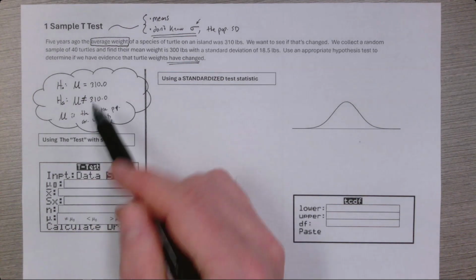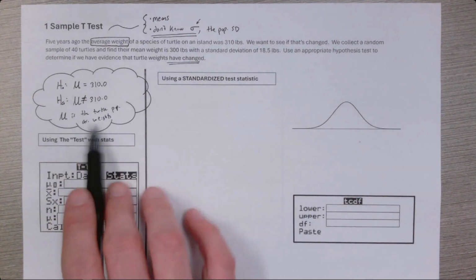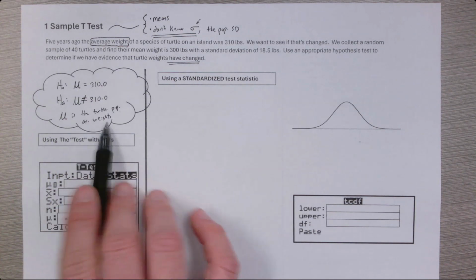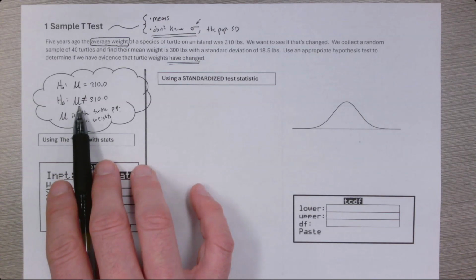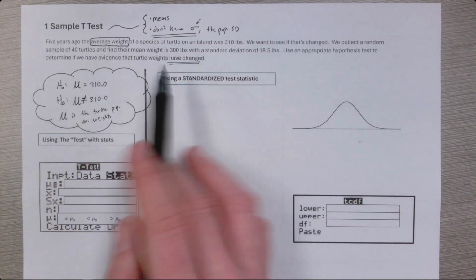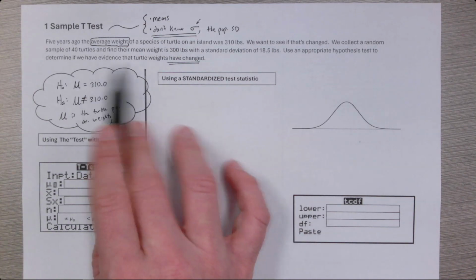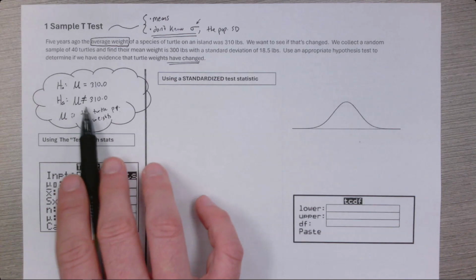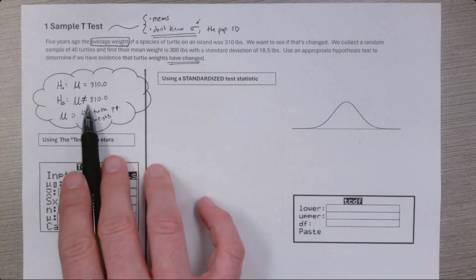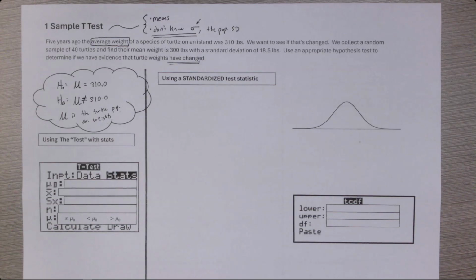All right, so let's get some hypotheses. The null hypothesis is that the turtle population average weight is 310. The alternative, we don't think they got heavier or lighter. We don't really know. So there is no particular direction change implied. It just says we want to see, is there evidence that the weights have changed? So our alternative is just that the average weight is different. We don't think it's necessarily larger or smaller.